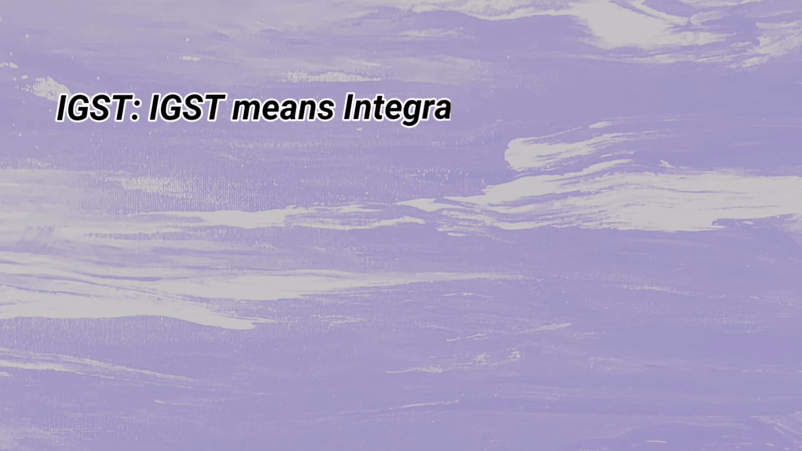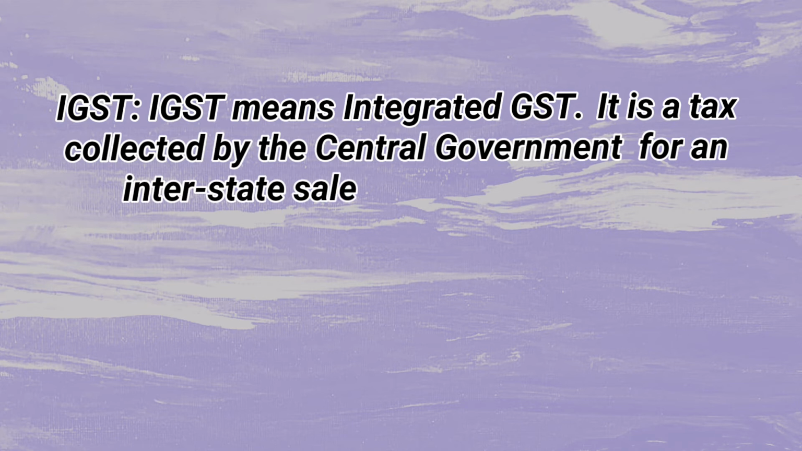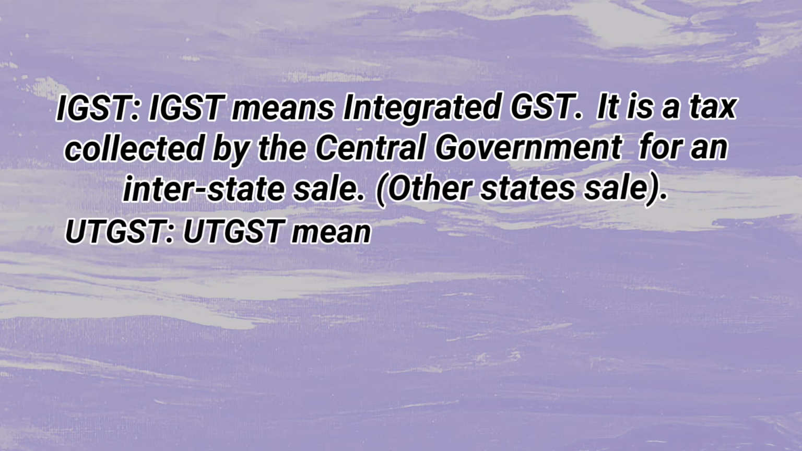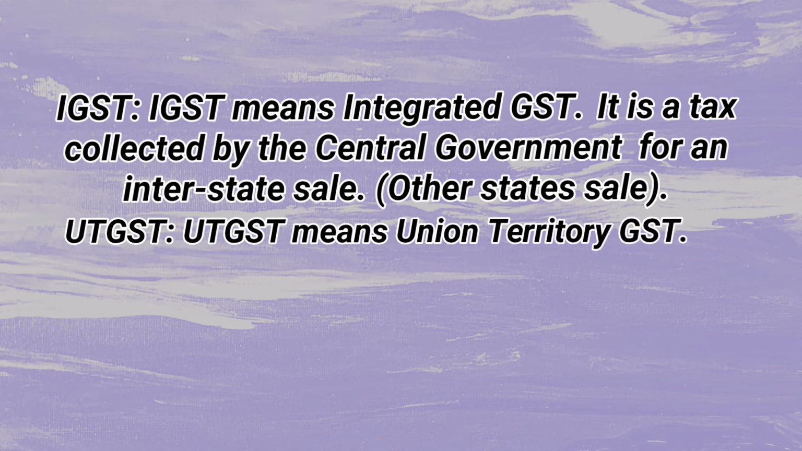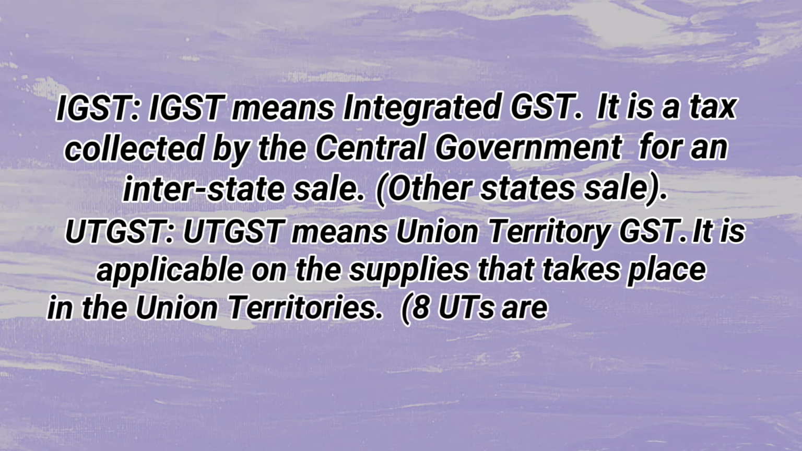IGST. IGST means Integrated GST. It is a tax collected by the central government for an interstate sale, other states sale. UTGST. UTGST means Union Territory GST. It is applicable on the supplies that take place in the Union Territories. 8 UTs are there in India.